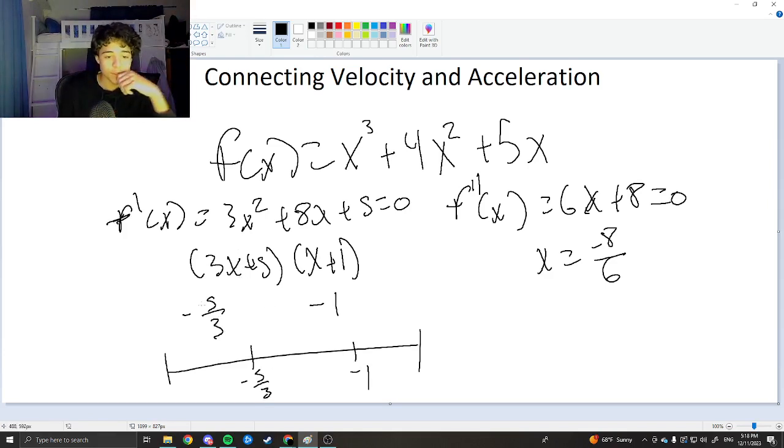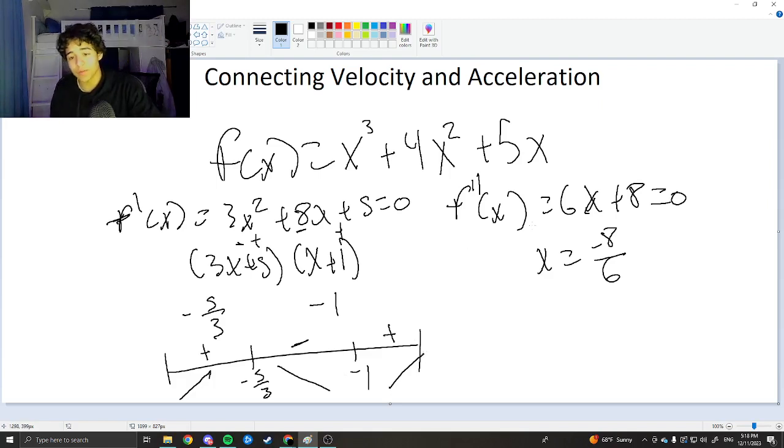we'll see that if we plug a number smaller, more negative than negative 5 over 3, let's say negative 2, right? We'll get a negative number times a negative number, so it's going to be positive. If we plug in a number in between negative 5 over 3 and negative 1, let's say negative 4 over 3, we're going to end up with a positive number times a negative number. This is going to end up negative. If we plug in a number greater than negative 1, we're going to get a positive number times a positive number, and it's going to end up being positive, right? So we see that it's increasing from negative infinity to negative 5 over 3, decreasing in between negative 5 over 3 and negative 1, and increasing from negative 1 onwards.